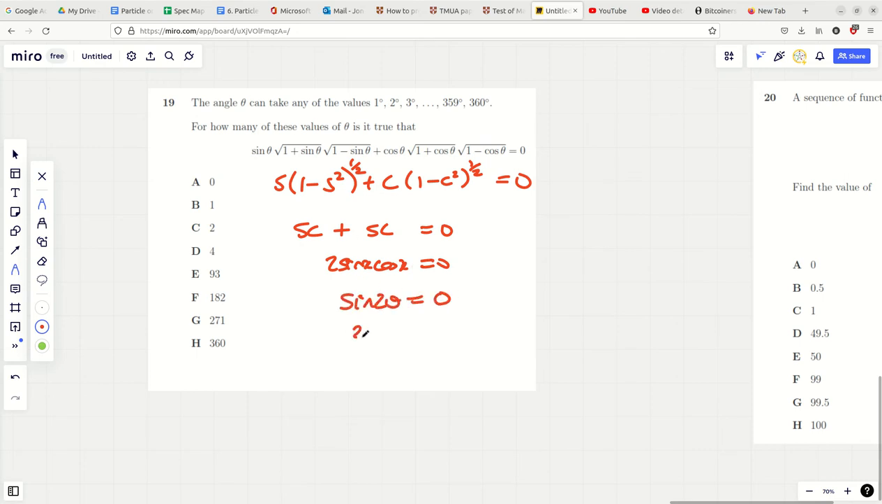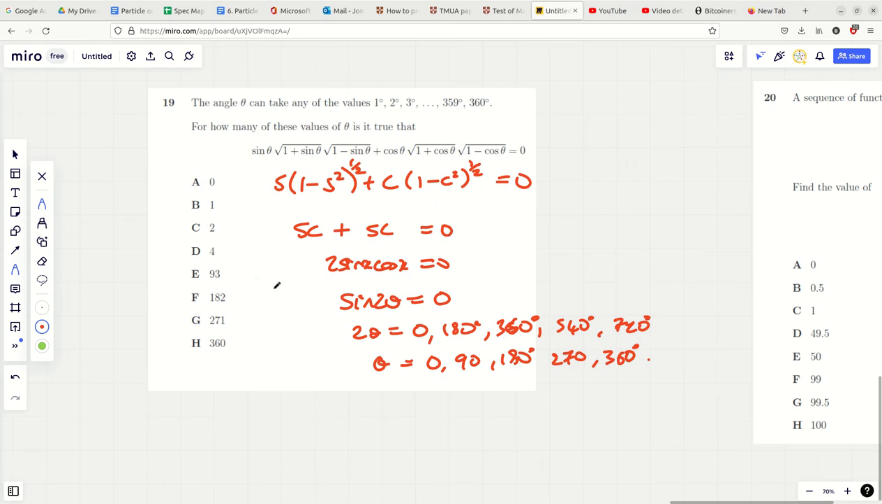And so 2 theta equals 0, 180, 360, 540, and 720. And then you can halve them all, so theta is 0, 90, 180, 270, 360. Now I'm actually going to use this later on, so it doesn't hurt to do this now. But this is the naive approach.